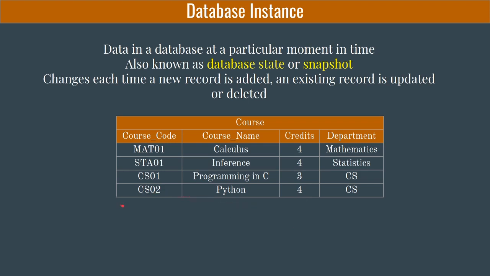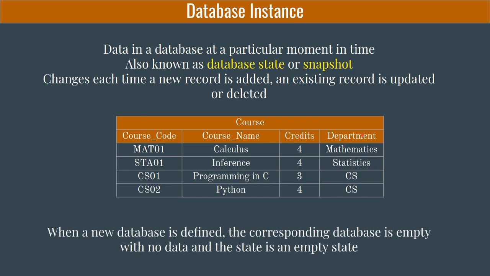Suppose I am adding a new record at the end, CS03 database management system and something else. Then the database instance changes. Or if I delete any of these things, then also the database instance changes. If I update something, then also the database instance changes. So at a particular moment, the data inside the database is called the database instance. It will change frequently. It is not like schema. Schema is just the structure part.